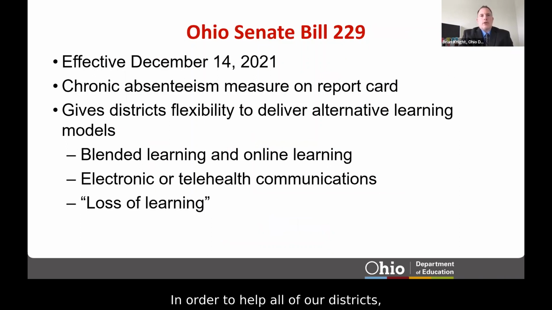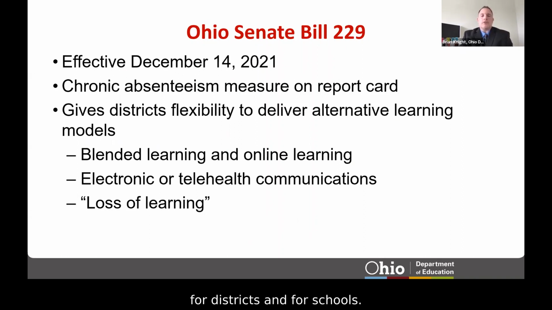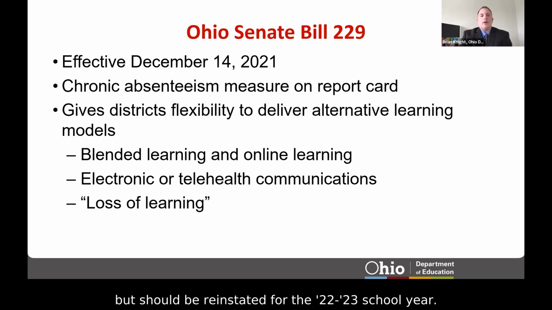In order to help all of our districts, Ohio created Senate Bill 229. And this went into effect on December 14th, 2021. Chronic absenteeism is a measure on Ohio's report cards for districts and for schools. Just to ease their minds a little bit, that has been removed off the report card for this year, but should be reinstated for the 22-23 school year.